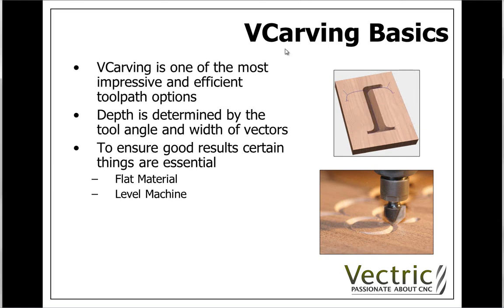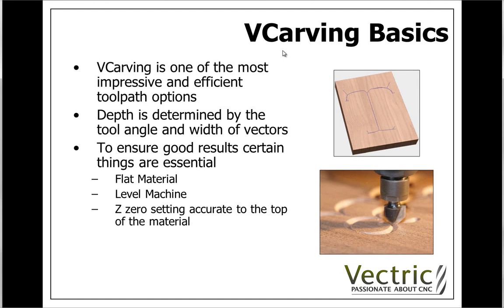Also, in the same vein as that, is the fact that you should have your Z0 setting accurate to the top of the material. Again, this is all to do with getting that tip of the tool to leave the material to give yourself nice sharp points at that surface. Generally speaking, it's going to be easier to do that by setting the Z0 on the top of the block rather than off the table, because that way you don't need to be as worried about having the exact thickness of your material specified, because everything will be relative from the surface down.